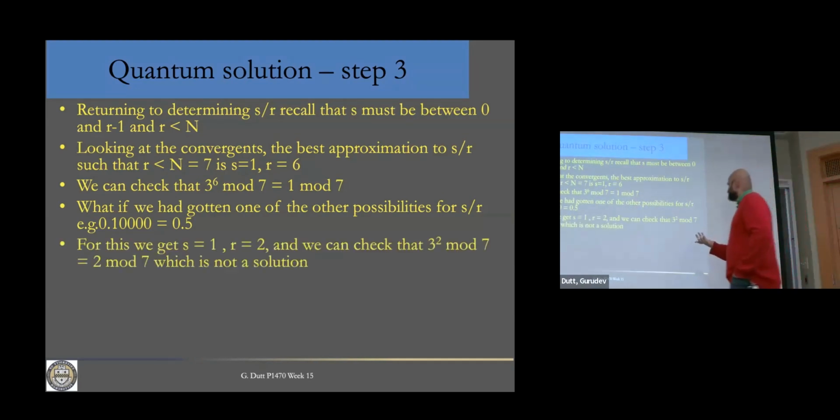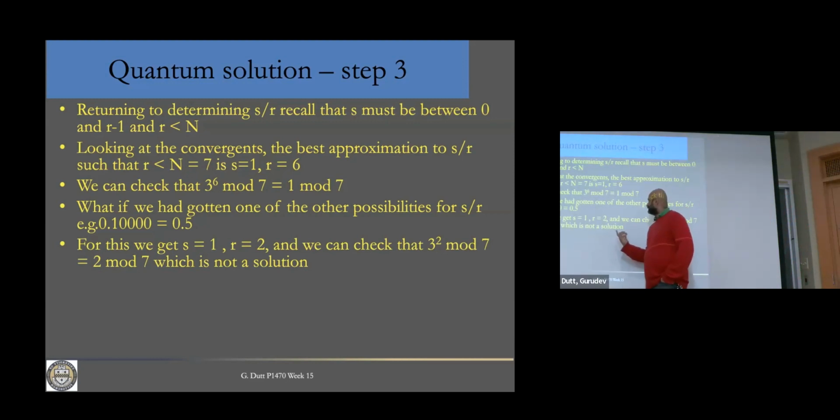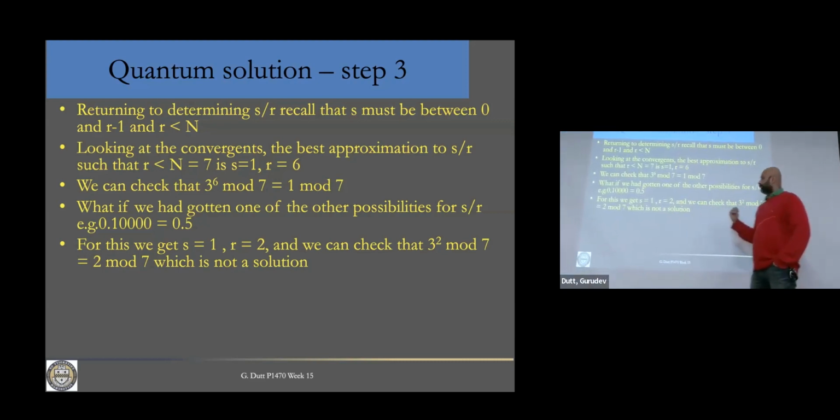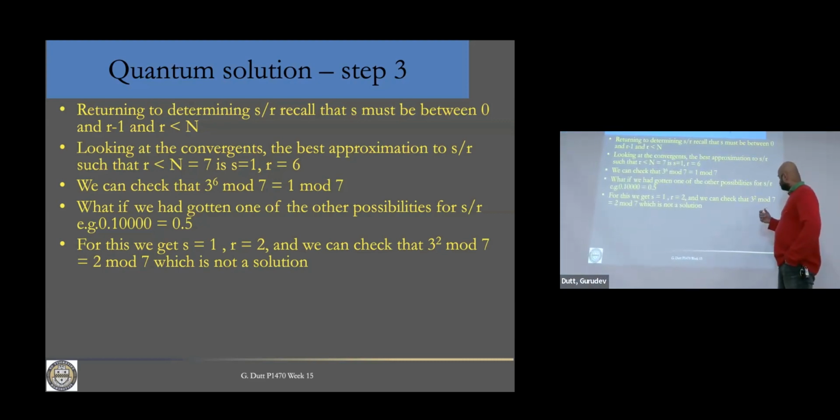In continued fraction, it's just simply one number, 1 over 2. So therefore, here it's very simple to say, yes, S equal to 1, R equal to 2 is my guess for the period. R is equal to 2. Now we check 3 squared modulo 7.